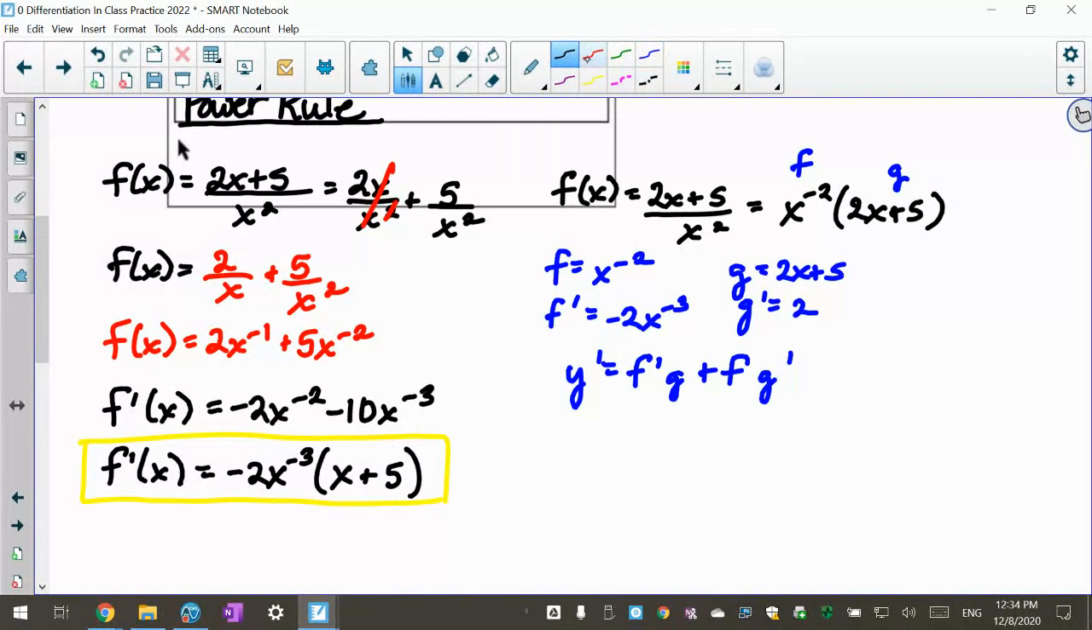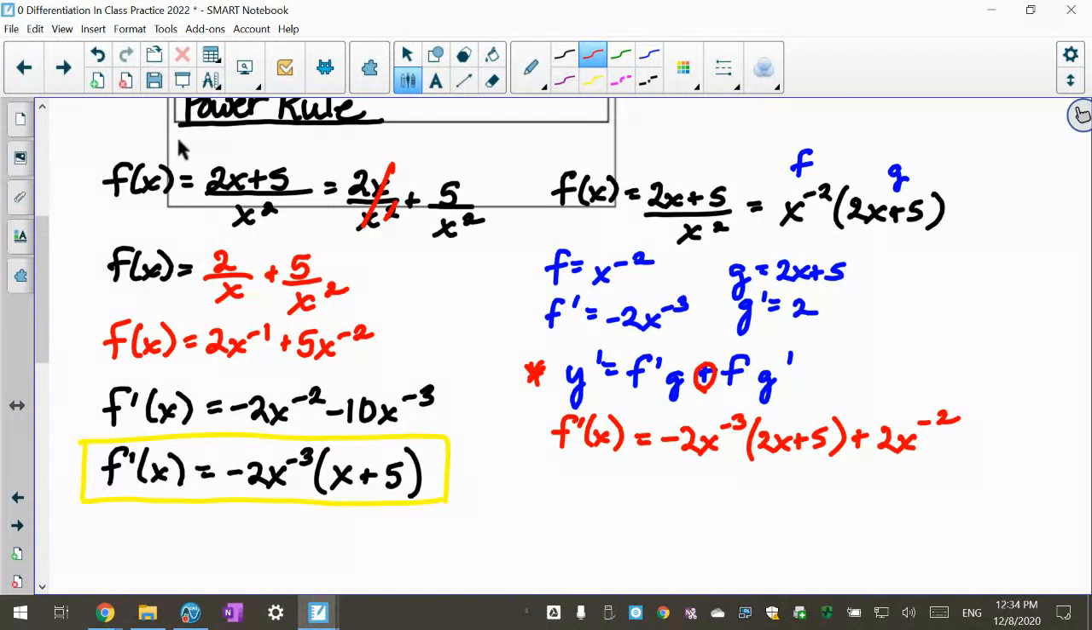And when I do that, I get f prime of x, because that's how it's written. This is just the actual rule for the product rule. F prime of x is going to equal f prime g, so I have equals negative 2x to the negative 3 times g, and it's plus, don't forget, this is plus f g prime, so that's going to be plus 2 times x to the negative 2.